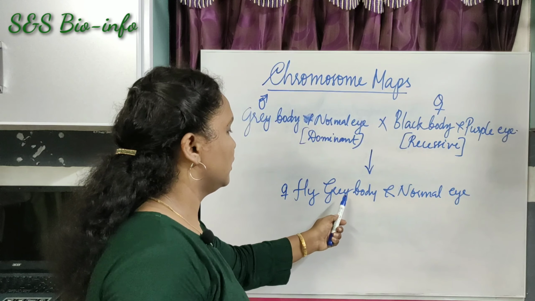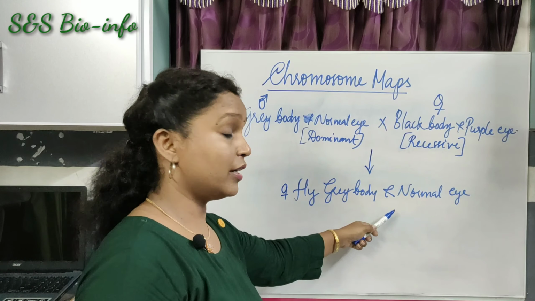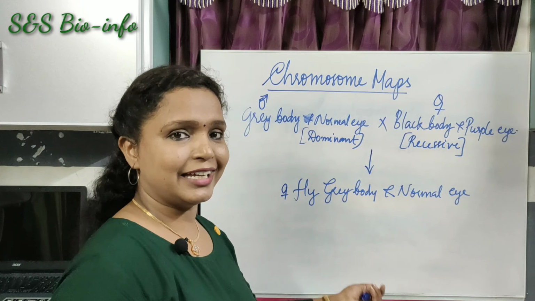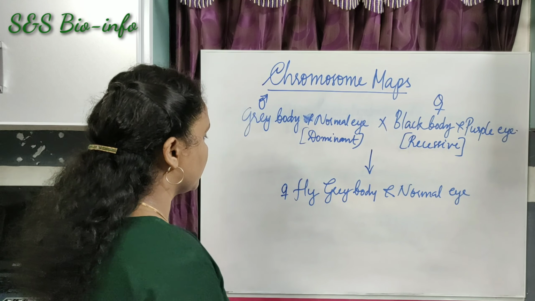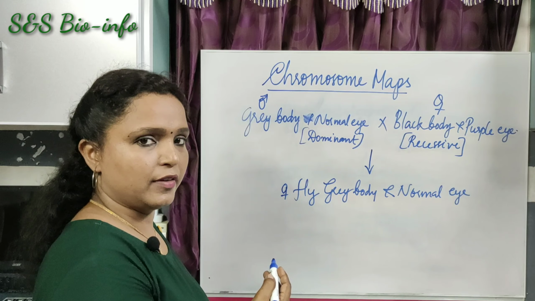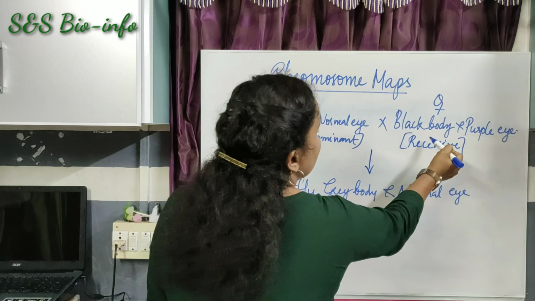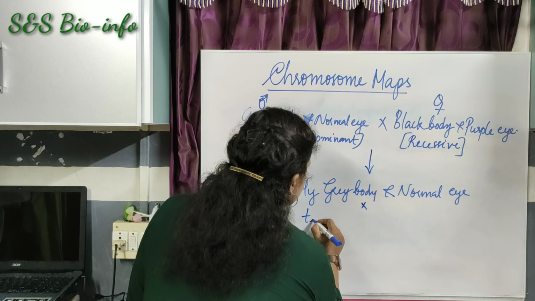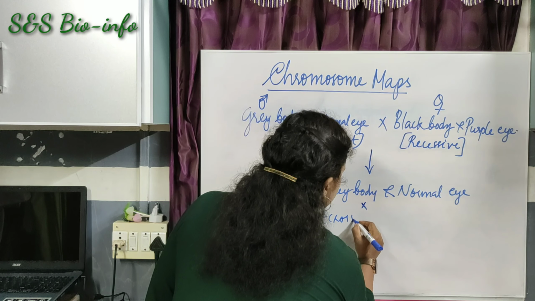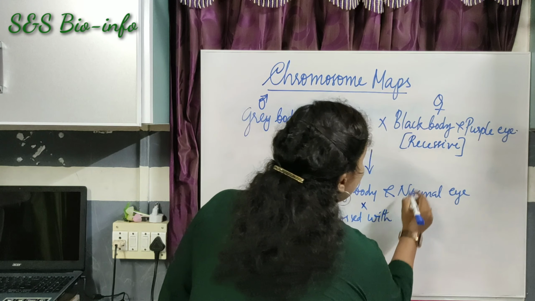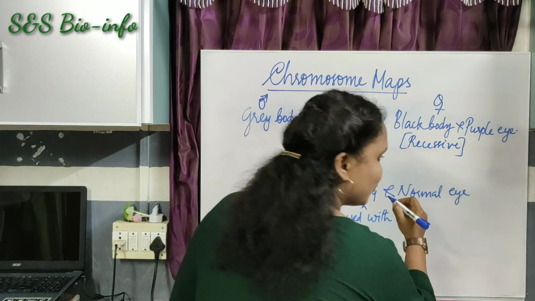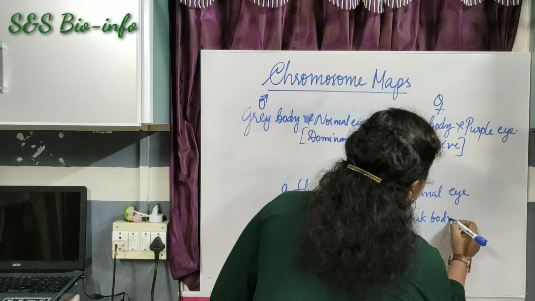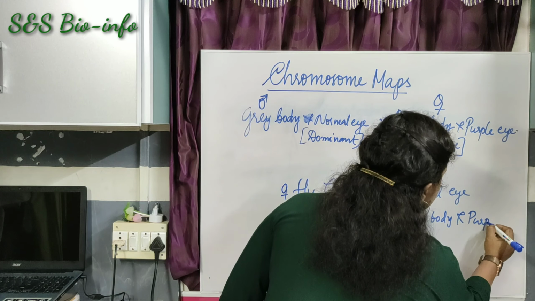So here, both parental, that is dominant traits are expressed in the flies. Both the males and females were having the same traits, both the dominant traits. These female flies were test crossed with the homozygous recessive parent, the fruit fly with the black body and purple eye.